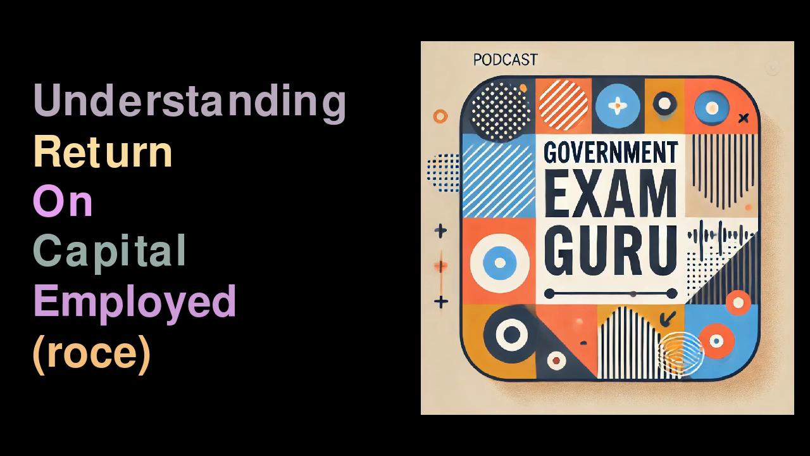Example of ROCE in action. Let's compare two companies, ACE Corp and Sam & Company, within the same industry to illustrate ROCE application. Company, EBIT, total assets, current liabilities, capital employed, ROCE. ACE Corp: $500,000, $2 million, $500,000, $1.5 million, 33.33%. Sam & Company: $300,000, $1 million, $200,000, $800,000, 37.5%.